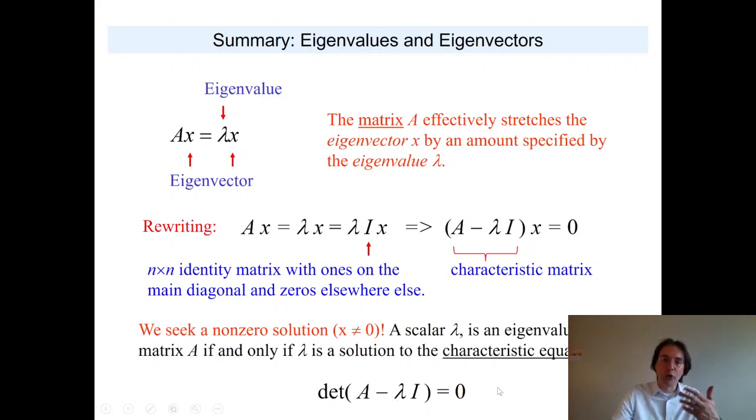Those roots will be our eigenvalues for matrix A. Once we know these eigenvalues, we can plug them into our characteristic matrix and solve for the corresponding eigenvectors. Good. Well, I hope it helps in solving some problems.